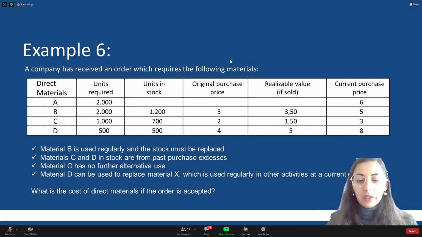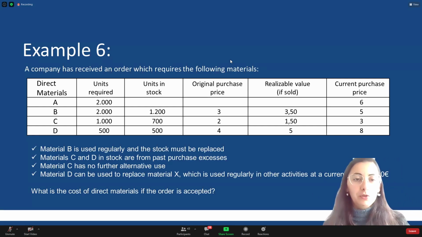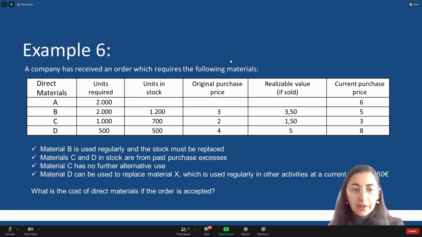For material B, we require 2,000 units. We have 1,200 in stock. We bought the 1,200 at 3 euros per unit. If we want to sell, we can sell them at 3.50. And if you want to purchase new units of B, we have to pay 5 euros. So what is the cost for material B? Who can help here?